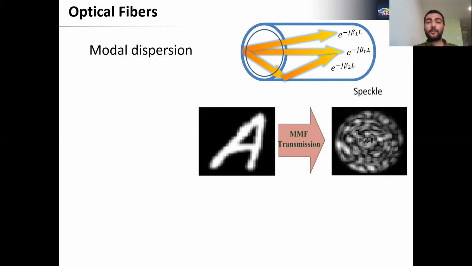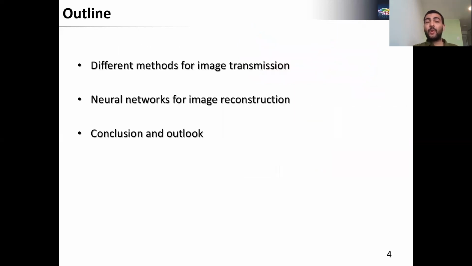So if you want to send information to the fiber and then have a particular image at the output, we really need to think about an approach that is able to compensate this effect. And that would be basically the main topic of this presentation. So this is my outline. At first, I'm going to talk about different methods that have been studied and investigated over the years for image transmission or image reconstruction through the fibers. And then, of course, I'm going to talk about our approach here, which is using neural networks for image reconstruction or image transmission.